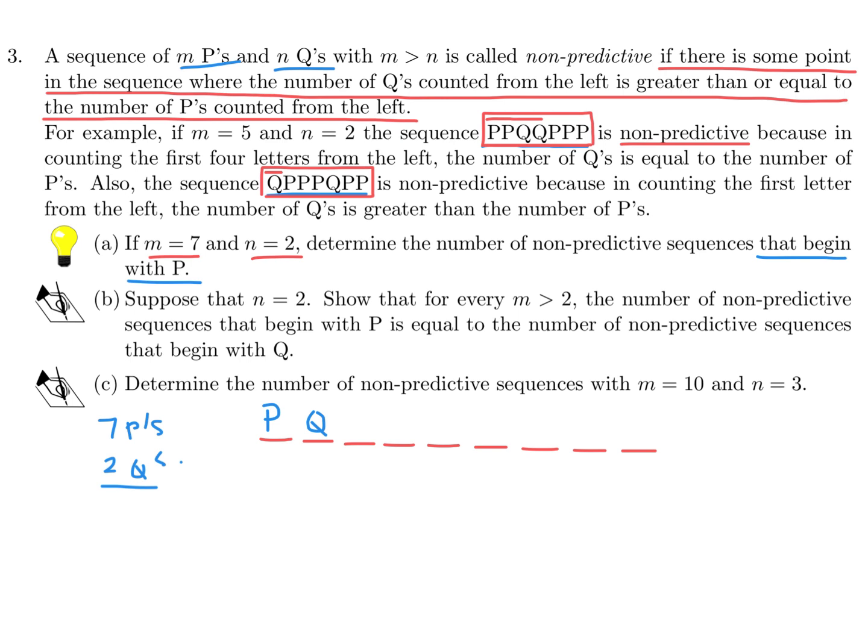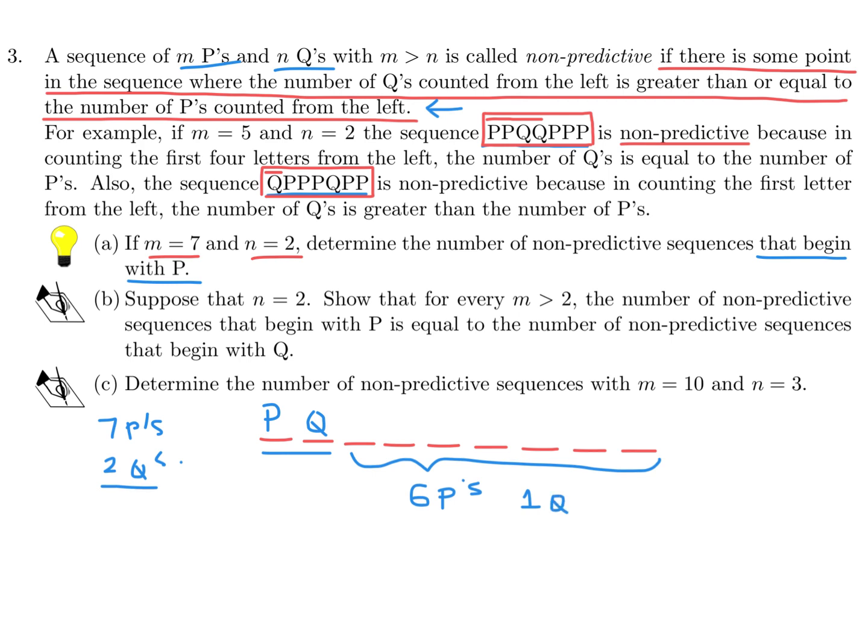If that is the case, then it will be non-predictive, because if you count the first 2, the number of Q's is 1, and that equals the number of P's. So it matches the definition up here. All right, so far so good. Now, what do we have left? We have already used up 1 P and 1 Q, so we have 6 P's remaining and 1 Q remaining.